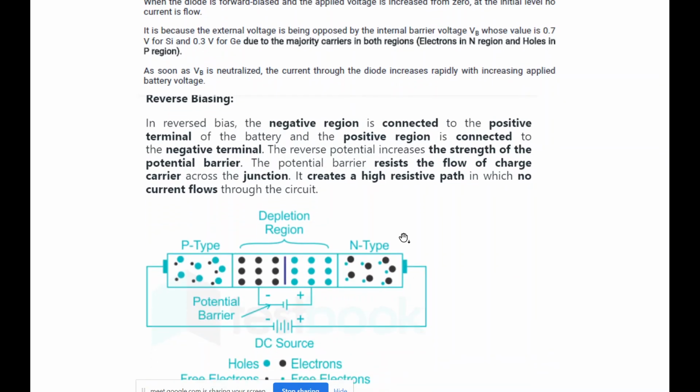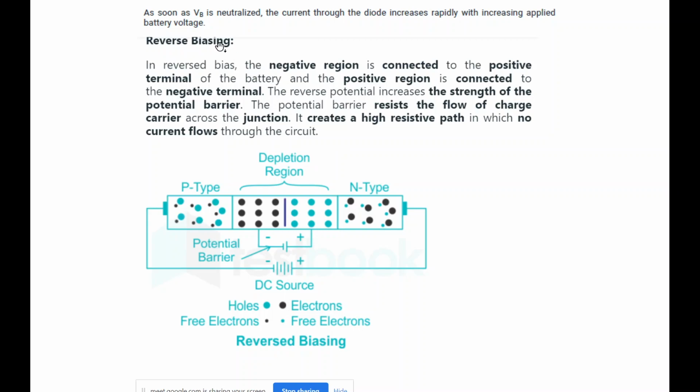Now, what happens in the reverse biasing? Let's see. In reverse bias, the N region is connected to the positive terminal of the battery, and the P region is connected to the negative terminal.